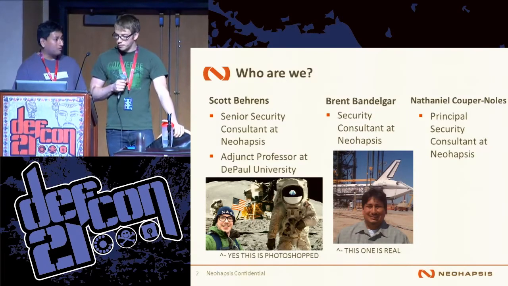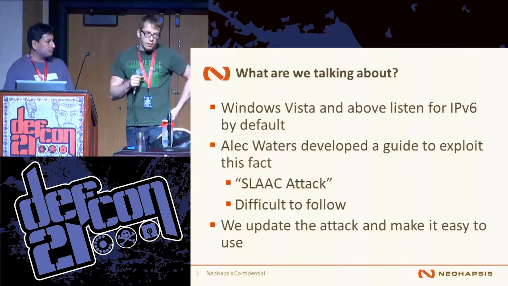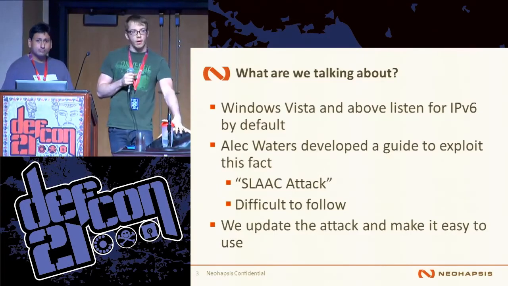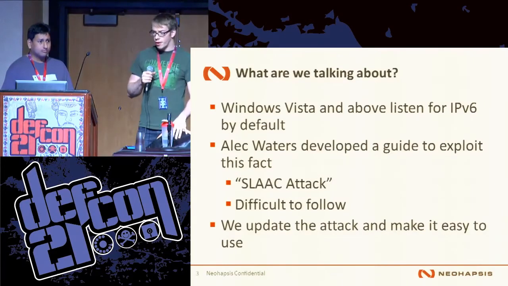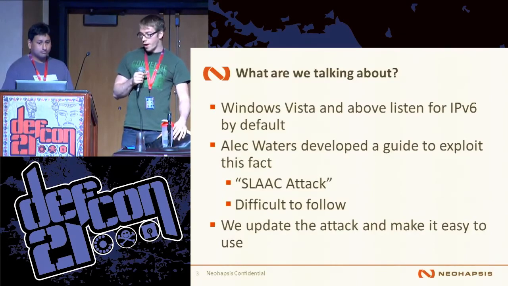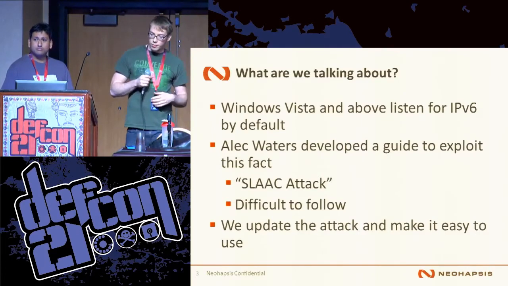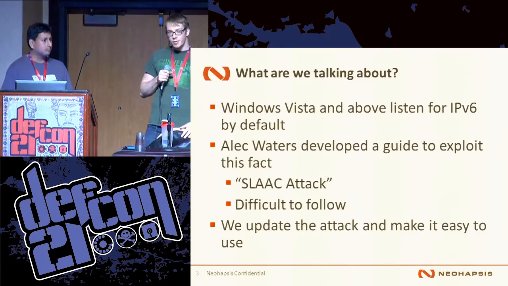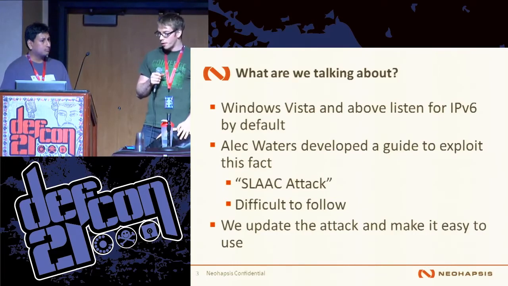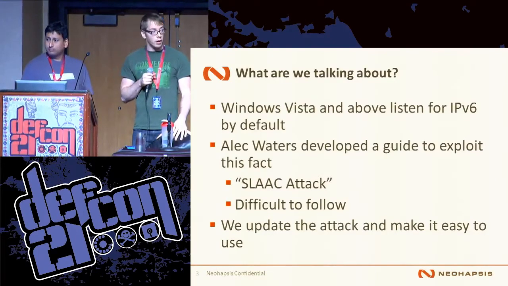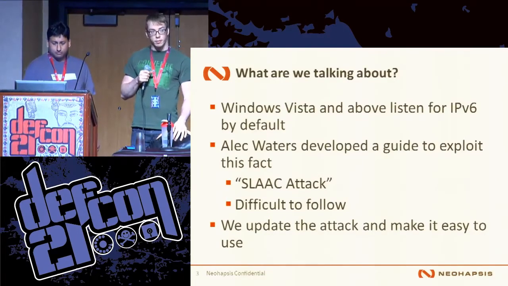So what are we here to talk about? Well, we're going to touch on something that came out a few years ago, which is known as a Slack attack. Systems like Windows Vista and Windows 7 listen to IPv6 by default, and a buddy of ours, Alec Waters, developed a guide to exploit this fact. It's known as a Slack attack, and we'll walk through how that attack works. One of the observations we made when we were playing around with this in the lab was that it's difficult to follow the steps he had outlined. We ran into a lot of issues. So what we're going to present to you today is how we've updated the attack to make it a lot easier to use, with a kind of one-click install approach.